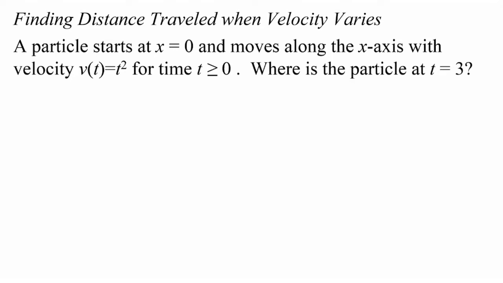Finding the distance traveled when velocity varies. A particle starts at x equals 0 and moves along the x-axis with velocity v of t equals t squared for time t greater than or equal to 0. Where is the particle at time t equals 3?